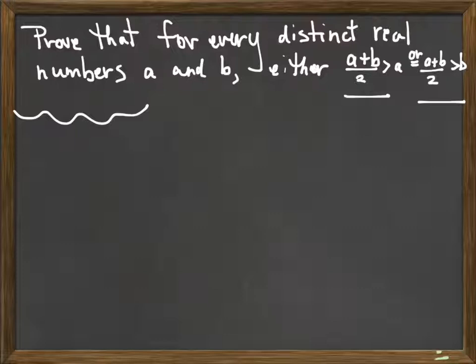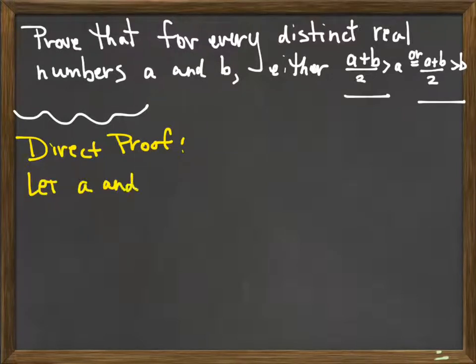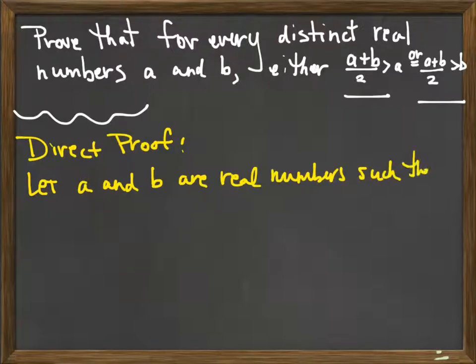Alright, I think the best way to proceed in this case is with a direct proof. So we're going to directly prove our result. In a direct proof, we start with our if part. So let's assume that a and b are real numbers, and since they're distinct, we'll say such that a does not equal b. That's what it means to be distinct.